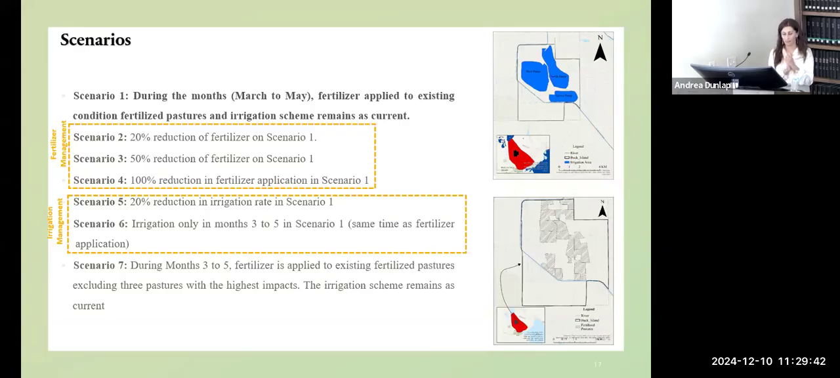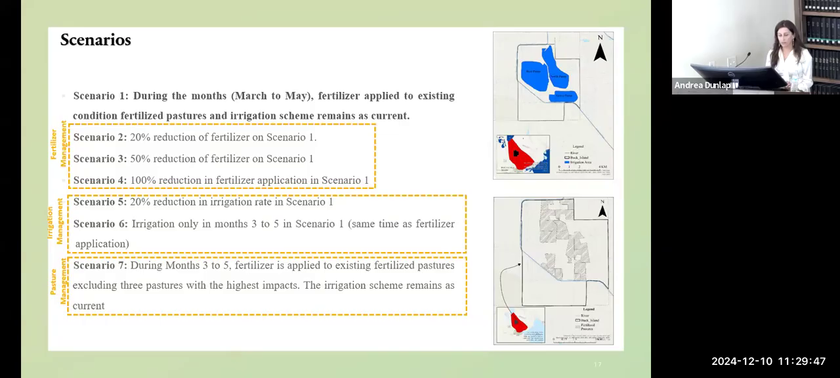instead of having irrigation during the dry season. Scenario 7, I named pasture management. During months 3 to 5, when fertilizer was applied in the existing condition, we investigated which pastures had the highest impact, removed them, and then checked what happened to the amount of nitrate in the water.